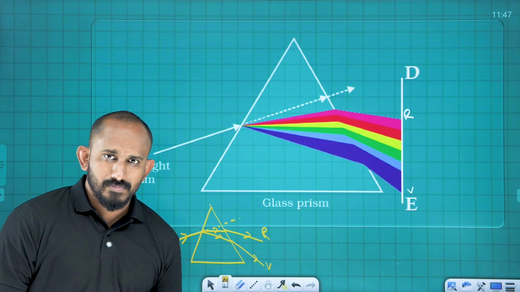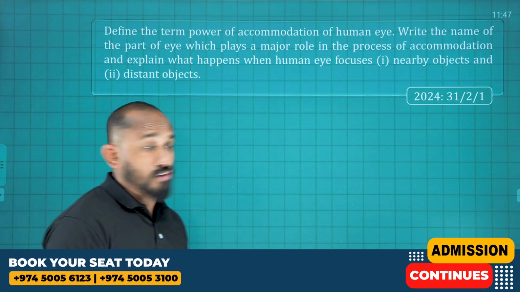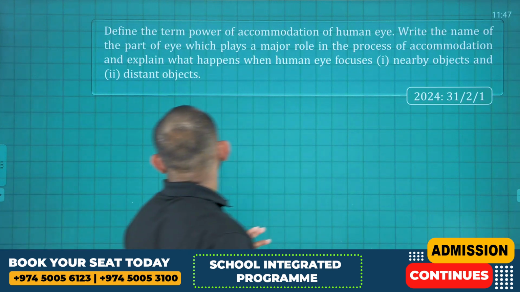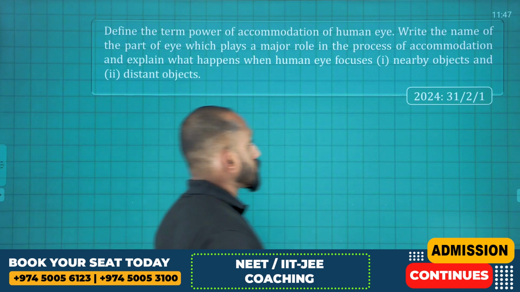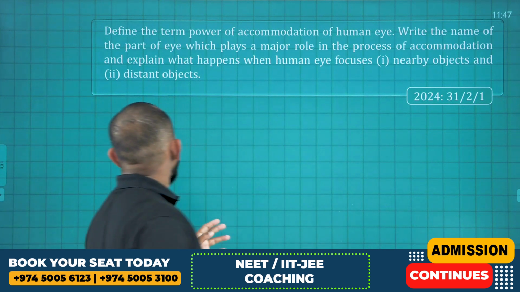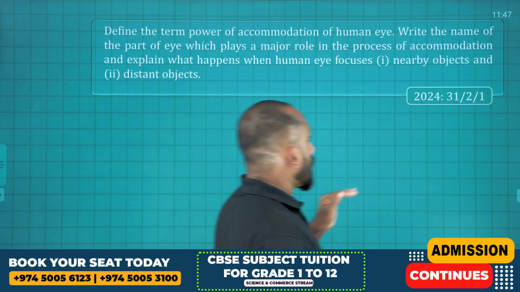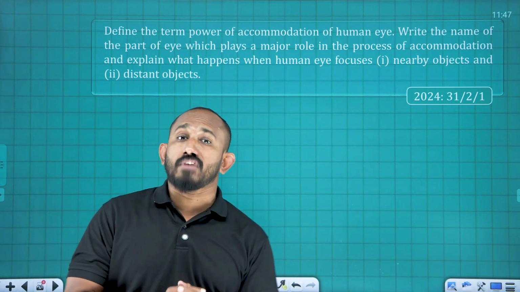Is it clear? Let's see the next question. Define the term power of accommodation of human eye. Write the name of the part of the eye which plays a major role in the process of accommodation and explain what happens when human eye focus nearby objects and distant objects. So it's regarding power of accommodation.